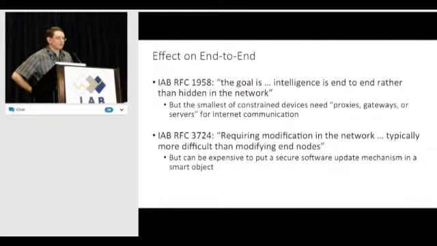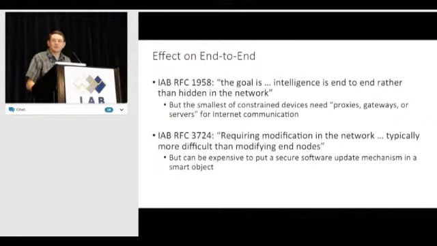Second example, again, an IAB RFC. 3724 is a statement specifically on end-to-end considerations. And it talks about requiring modification of the network is typically more difficult than modifying end nodes. Okay, that statement is no longer necessarily true, right? Well, it can be really expensive, as Hannes will tell us in a second here, to put a secure software update mechanism in a smart object. It might have a very long lifetime. And so as a result, people put modification on the network because they can't change the end devices if they have a long lifespan. So what does this mean for the end-to-end model? These are things that are our job to think about. We're thinking about them. Your input is welcome.